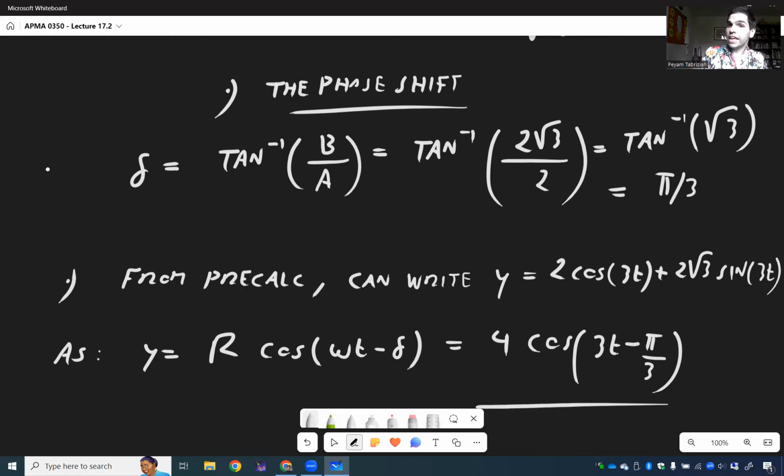Which confirms our guess that if you have no damping and no forcing, then the solution is in fact a pure cosine wave, except with this little shift and this factor of 3.